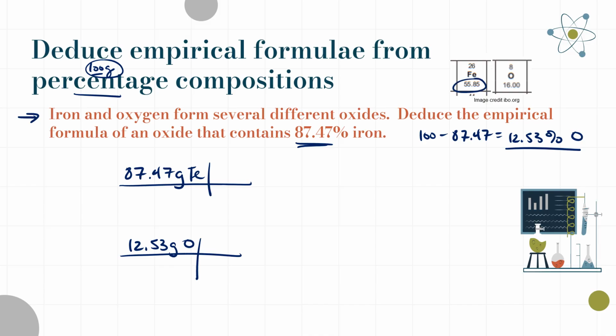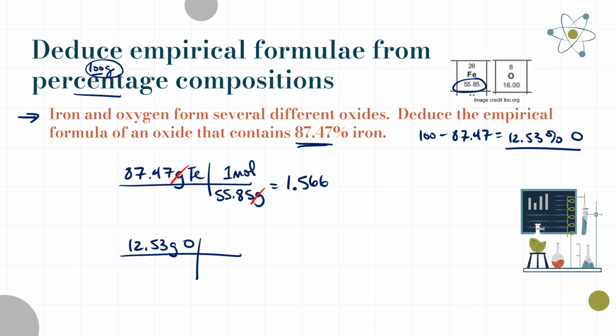Now we're going to use our molar masses to turn our grams into moles. Iron's molar mass is 55.85. There are 55.85 grams in 1 mole of iron. I put grams on the bottom so that grams here and grams there will cancel out. 87.47 times 1 divided by 55.85 gives us a grand total of 1.566 and lots more decimal places. I'm going to go ahead and stop here, but you can keep them in your calculator, which is super cool.